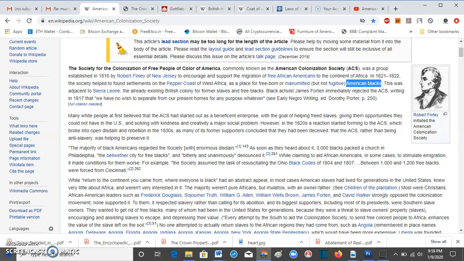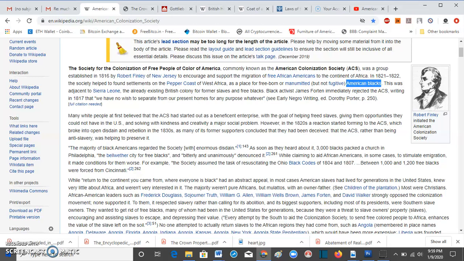So let's see. Some kindness problems was conclude that they've been deceived, that the ACS, rather than being anti-slavery, was helping to preserve it. The majority of Black Americans regarded the society with enormous disdain.